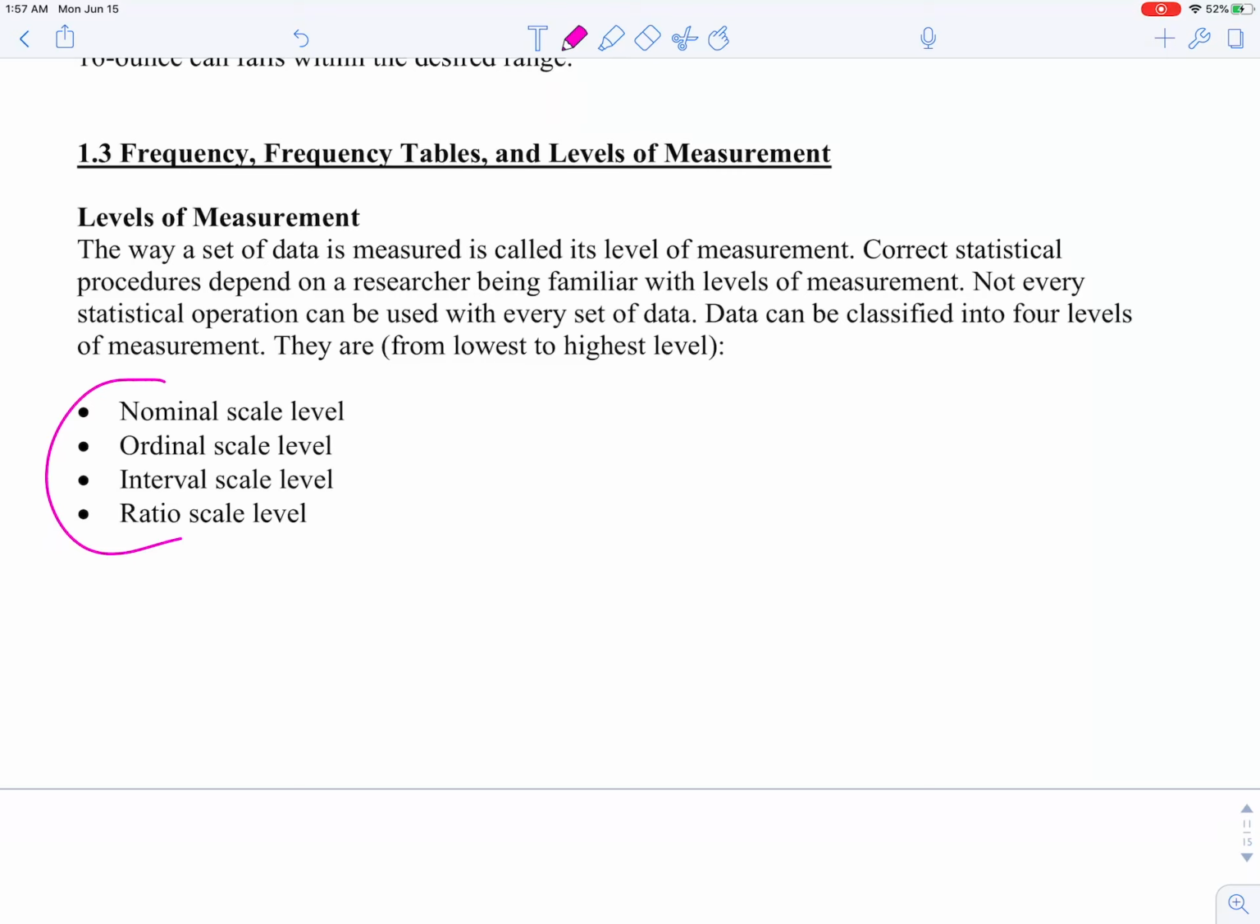The way a set of data is measured is called its level of measurement. Go figure, right? Correct statistical procedures depend on a researcher being familiar with the levels of measurement. So not every statistical operation can be used with every set of data. Data can be classified into 4 levels of measurement, and they go from lowest to highest here: nominal, ordinal, interval, and ratio. And we'll define those right here.